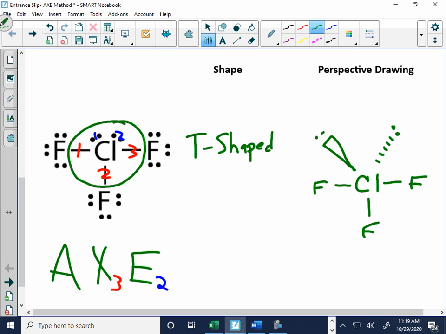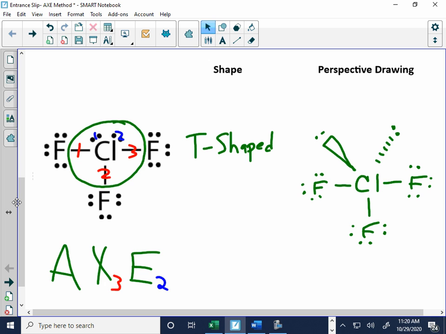Now all I need to do then is to fill in my unshared pair around all of my fluorines. And ladies and gentlemen, there is my T-shaped perspective drawing of chlorine trifluoride. Any questions for me on that one?